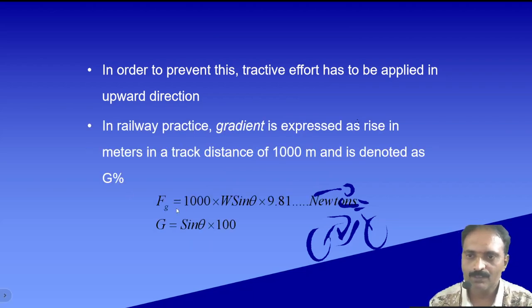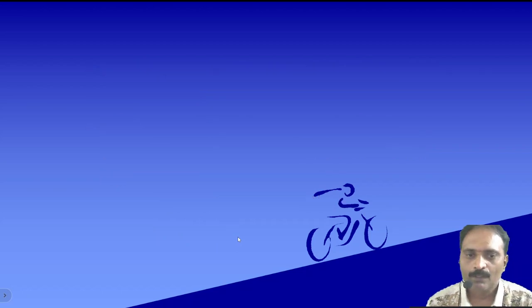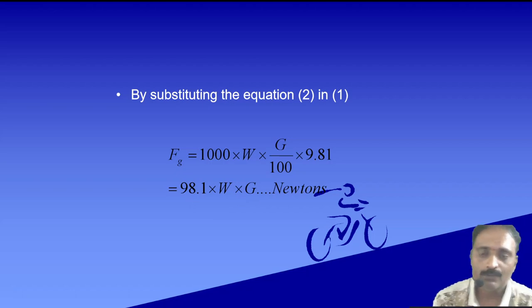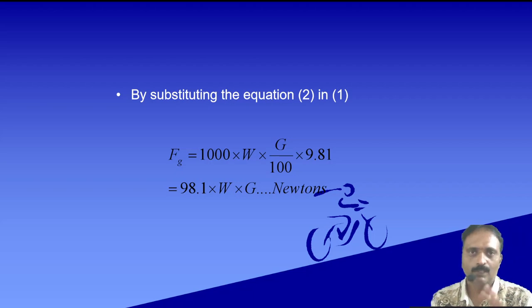So here Fg is given as 1000 multiplied by W sin theta. So 1000 is here because we are converting the tons into kilograms, and 9.81 is acceleration due to gravity, and sin theta is expressed as a percentage of gradient, so G by 100. And when we substitute all these things, we are going to have Fg is equal to 98.1 W into G newtons. And this component of force will be positive when the vehicle moves an upward gradient, and it will be negative when it moves a downward gradient. So it will have both signs, plus or minus, positive for upward gradient and negative for downward gradient.